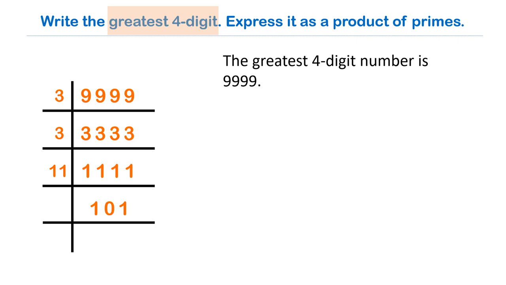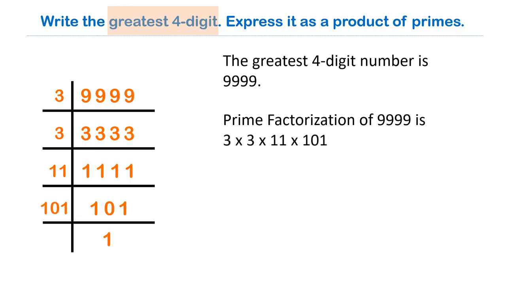So it has only two factors, 1 and 101. So write 101 to the left of 101 and divide. We get 1. If we get 1, it means our prime factorization is done. So prime factorization of 9999 is 3 multiplied by 3 multiplied by 11 multiplied by 101.